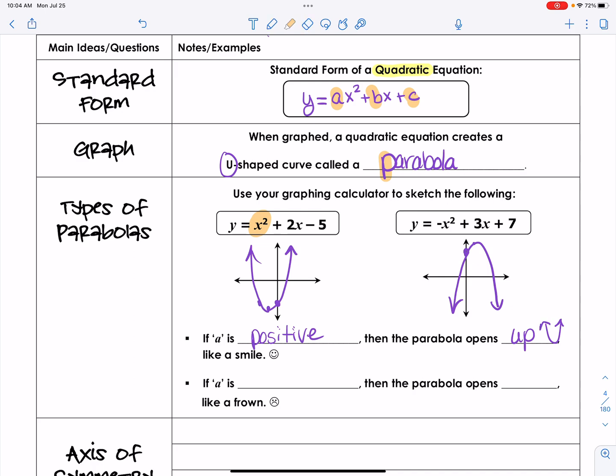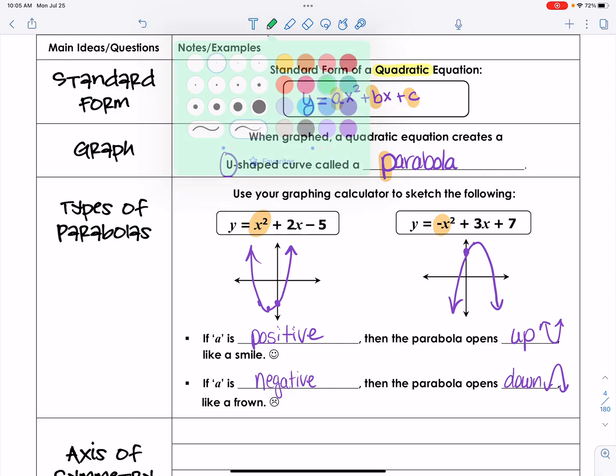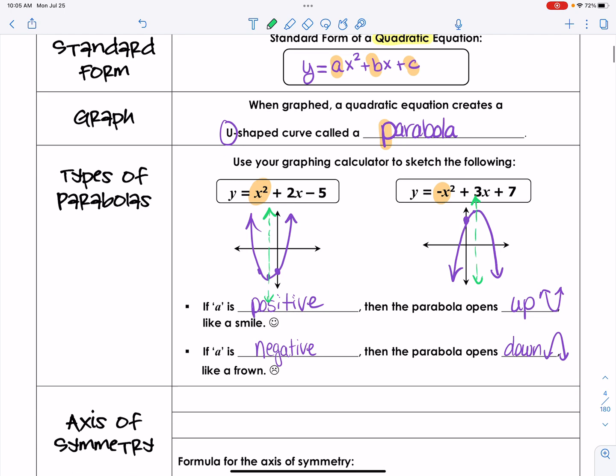Okay, if the A value is negative, then my parabola is going to open down. It's going to make a frown. Okay, frown is down. Okay, if you look at these, they have, and you learned this in past math classes, what's called a line of symmetry, like something that goes right down the middle and cuts it in half. Okay, and so they like to call this an axis of symmetry, but it's also a line of symmetry.